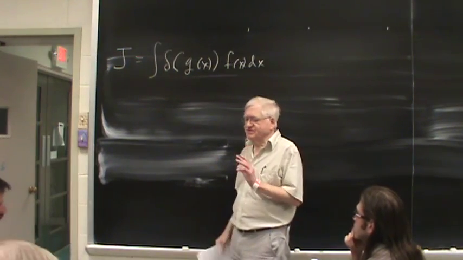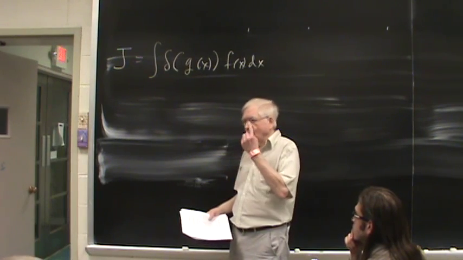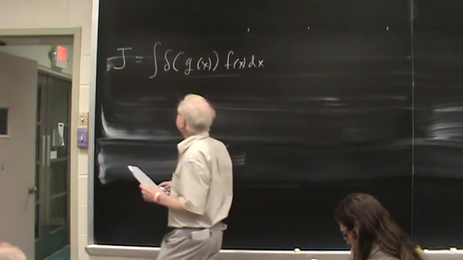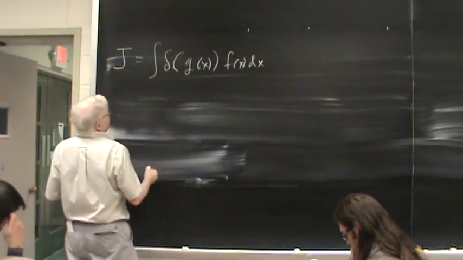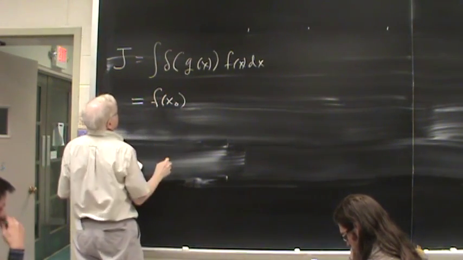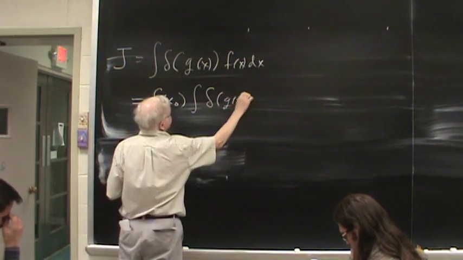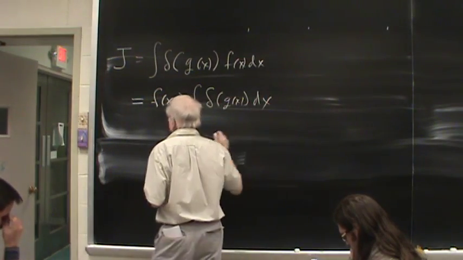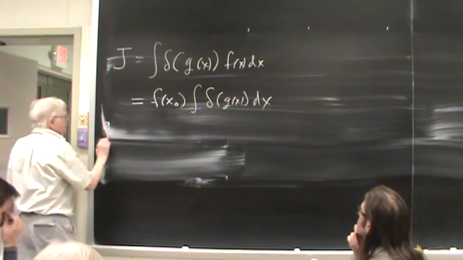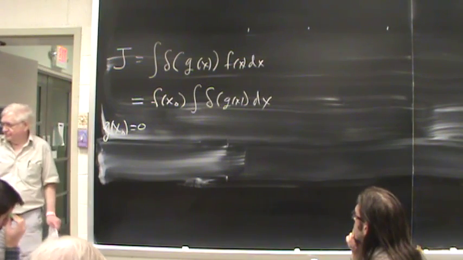All right, let's suppose, just for simplicity, that g is a function that crosses the x-axis once. So g is 0 at a unique point. Let us say x0. Well, what that means then is that this is proportional to f of x0, integral delta of g of x dx. So we can pull out the f of x0, where g of x0 equals 0. Okay? All right.